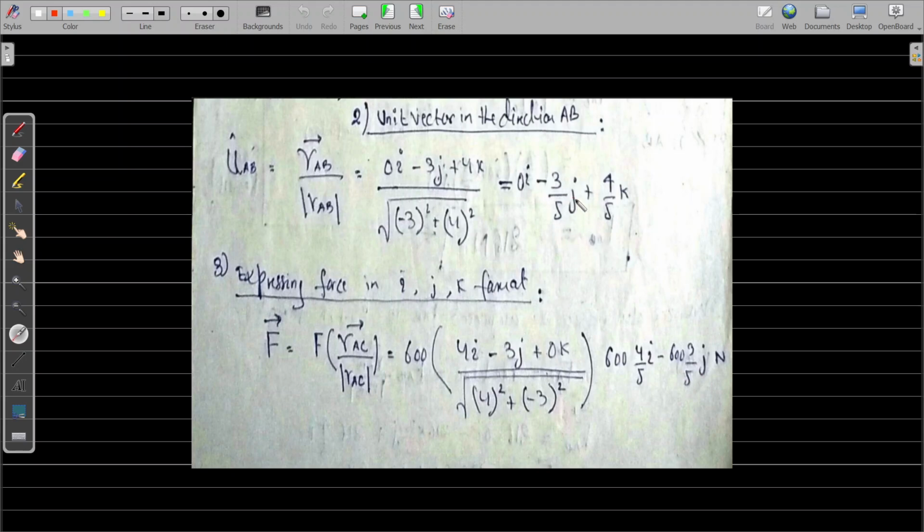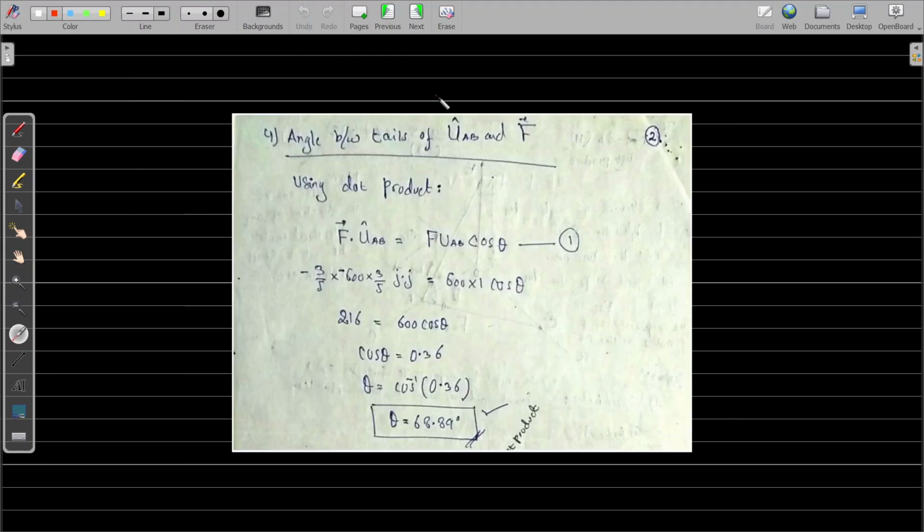So we can successfully calculate the dot product of the j's, but the 4 upon 5 k will have no partner over here with F, it will be just 0. So we will be interested in basically the j components of both F and UAB. You can see unit vector AB is minus 3 upon 5 j, and force F is minus 600 into 3 upon 5 j, and the angle between j and j is 0, so cos is 1.